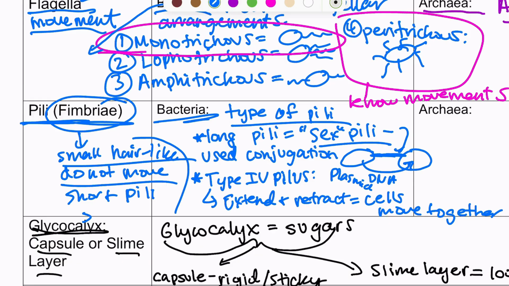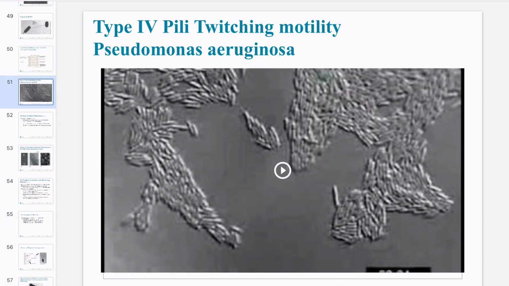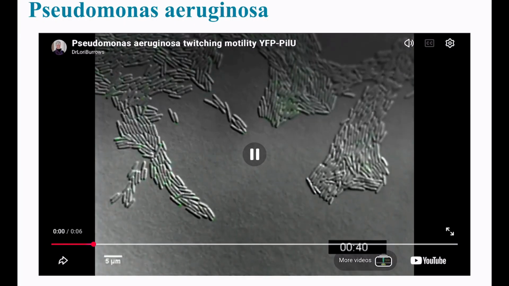And then when they're all tethered together with this little rope, right, this rope will extend and then retract, and it moves back and forth. And so then they can all move in one direction together. There it is. All right, so this is the twitching motility of Pseudomonas. So Pseudomonas has a type 4 pilus, and it's going to do twitching.